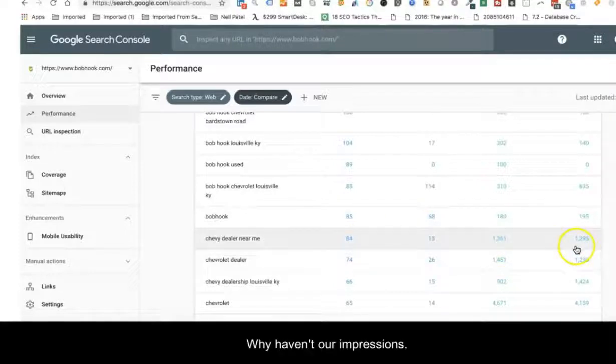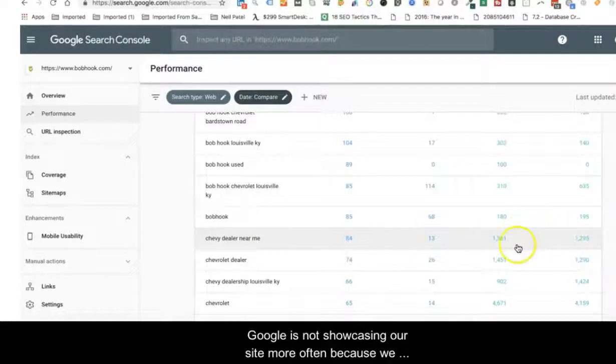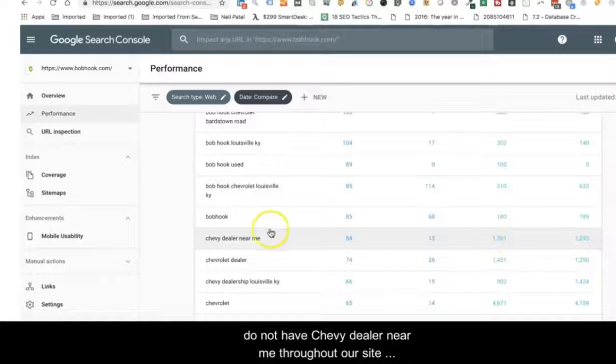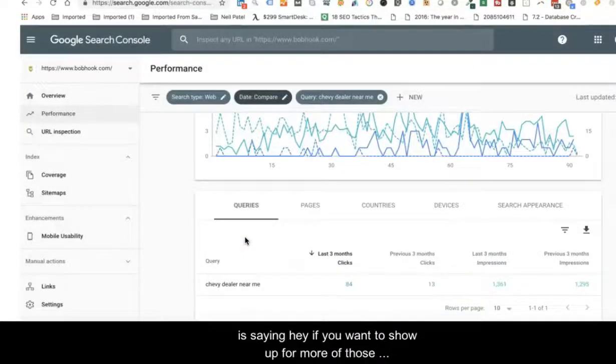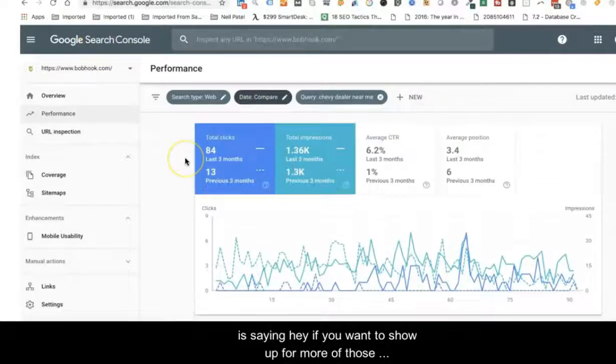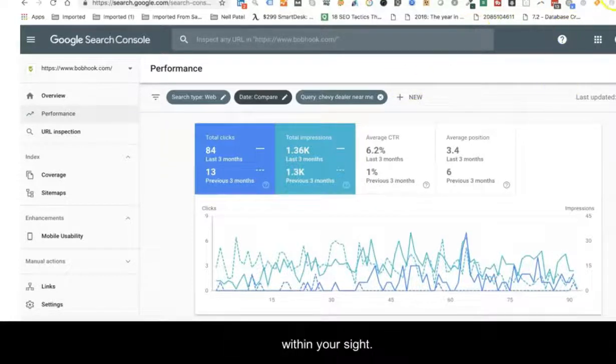Why haven't our impressions improved to the same degree? Here is artificial intelligence. This is telling you that this search query, Chevy dealer near me, has increased in search volume over the course of the last 90 days. And Google is not showcasing our site more often because we do not have Chevy dealer near me throughout our site. This is a key example of an opportunity where Google is saying, hey, if you want to show up for more of those customers for free, start incorporating that keyword within your site.